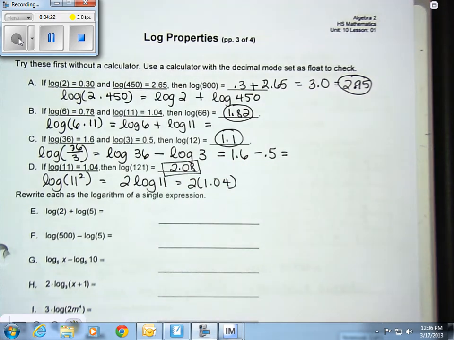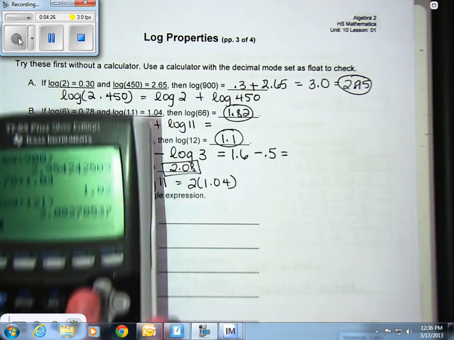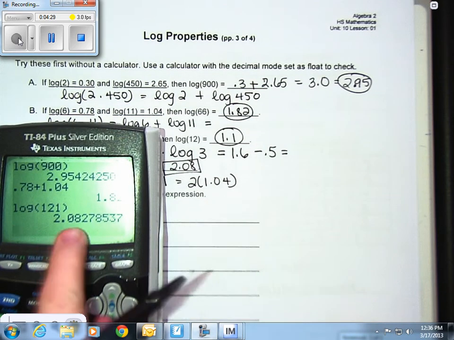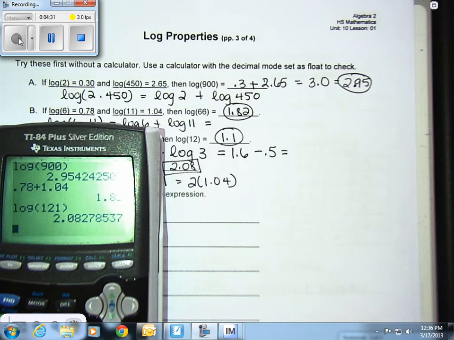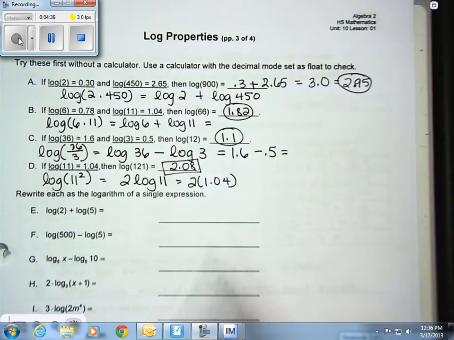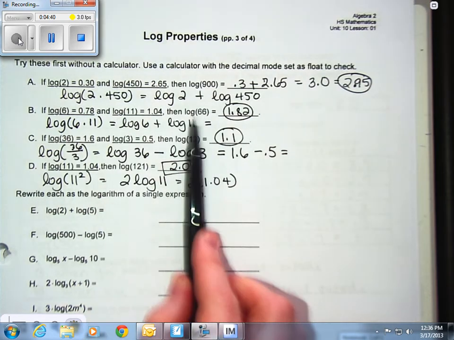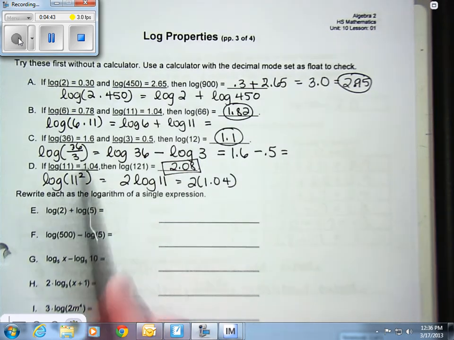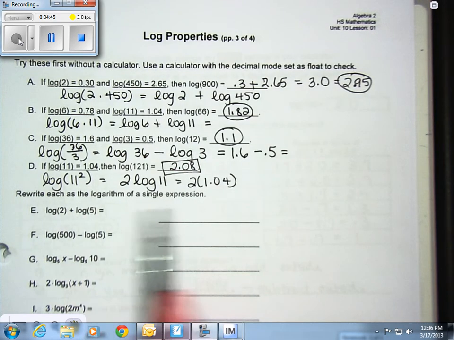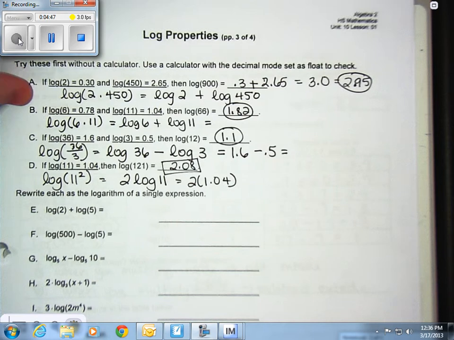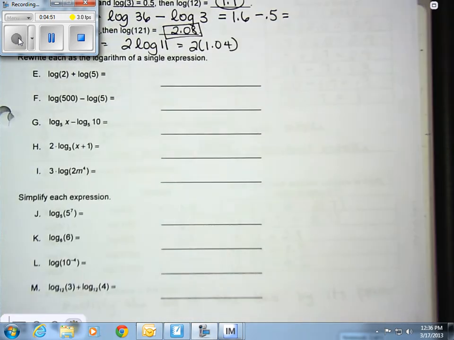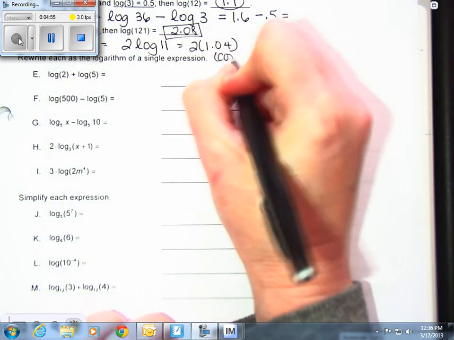And you could check that on your calculator, log of 121. It doesn't come out exactly because we are rounding off here, but we do get 2.0827. So we get something that's very, very close. So these properties of logarithms can be used in this way to rewrite a product or a quotient in terms of that, or we can rewrite them as a single expression. So in these next group of examples, when it says rewrite as a single expression, sometimes you will hear me say condense.